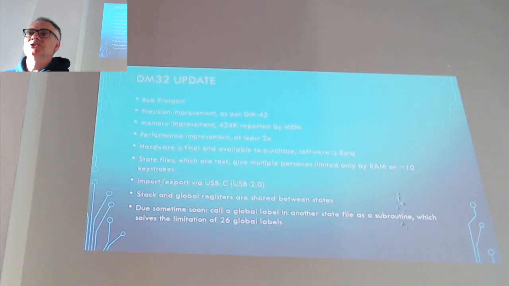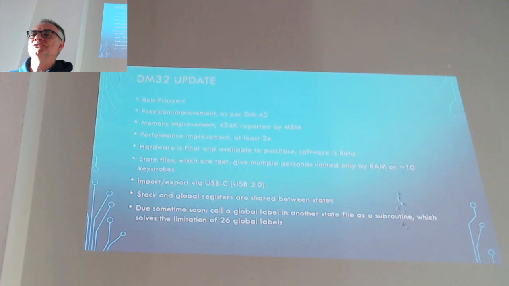Yeah, let's do that. Bob talked about the DM32. So the DM32, I think we've seen before. Latest version, precision improvement as per the DM42, memory improvement. So when you ask it for mem, it reports 434K free, which is insane, isn't it, for a 32? The latest one is at least twice as fast as the previous version, I think, was what it was getting at. The hardware is final and is available to purchase.